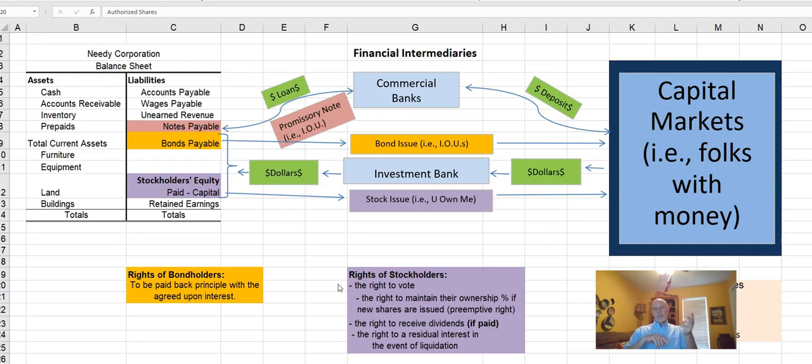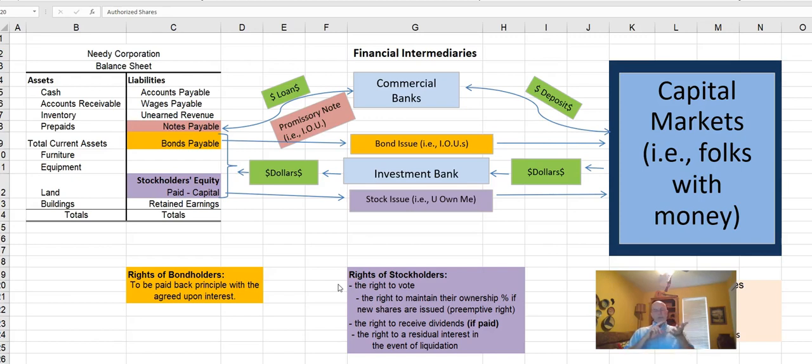The second right the shareholders have is the right to maintain their ownership percentage if new shares are issued. So in other words, if I have 60% of the company, if new shares are issued, I get first dibs on 60% of those new shares. Now, most people don't care about that because they don't have that big a percentage anyway. But if you do have a percentage of ownership that you want to maintain, then you have the right to maintain that if you choose to.